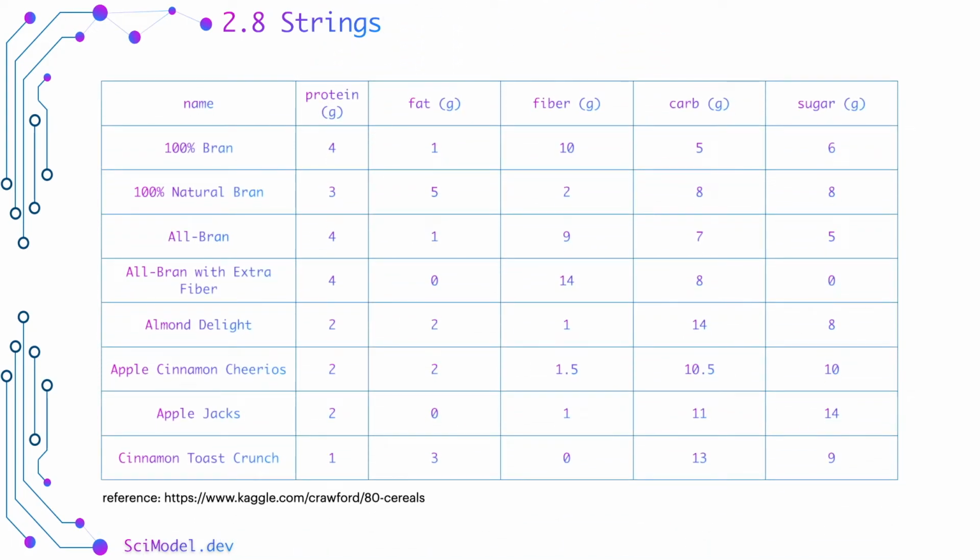Take a look at the following table. It is a dataset consisting of cereals' food names with the corresponding macronutrient counts. As you can see, there are columns with numerical values such as the fat, protein, fiber, carbs, and sugar columns. However, if you look at the name column, you will find texts representing food names. Any sequence of characters or any textual values are called strings.